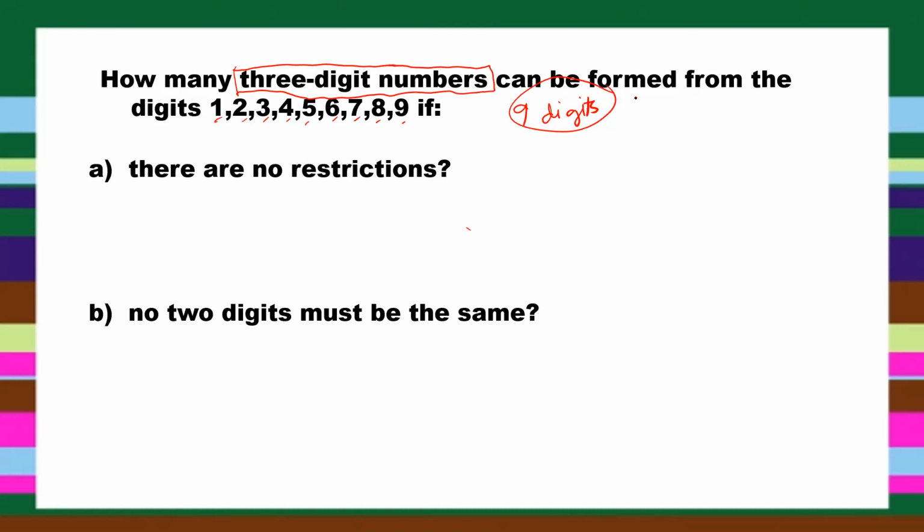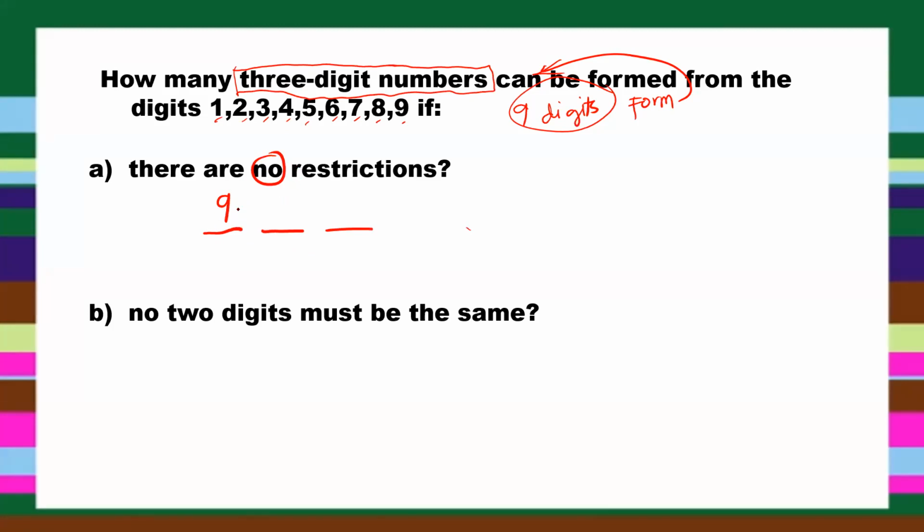And we are going to form a 3-digit number. So kung 3-digit yan, pwede tayong gumamit ng box method. So ilang choices natin sa first? 9. Dahil no restrictions, ibig sabihin pwedeng pare-pareho. Okay, pwedeng pare-pareho. They are the same. The digits are the same.